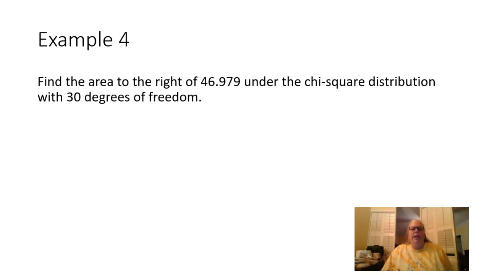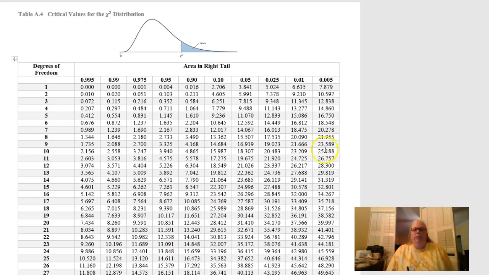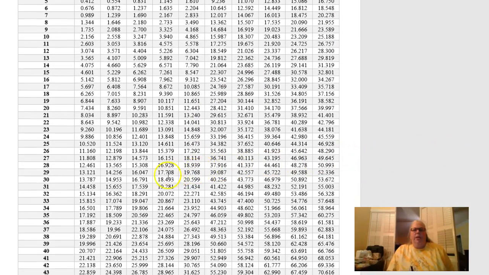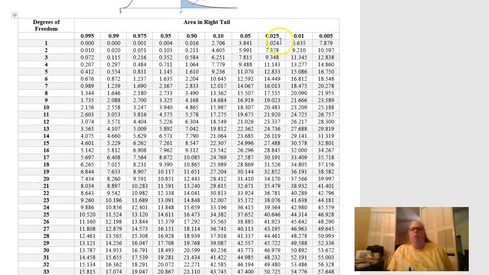Example 4. Find the area to the right of 46.979 under the chi-square distribution with 30 degrees of freedom. All right, so again, we're kind of doing the opposite. We're looking for the area when we already have the critical value and we have our degrees of freedom. So I'm going to pull up table A4. I'm going to be looking on line 30. We need to scroll down a little bit here for 46.979, and here it is. And then if I read up this column, it should tell me the area, and it looks like it's 0.025.